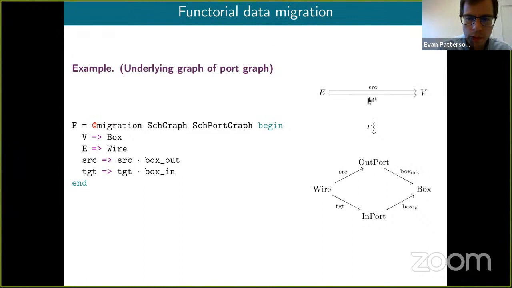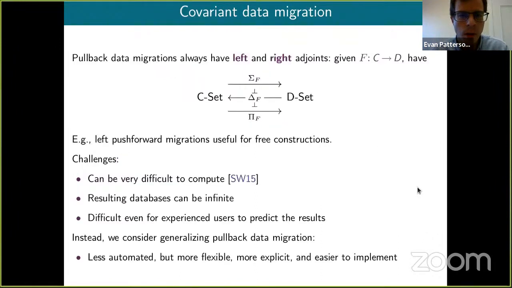So it's clear, but like the source edge in the graph schema goes to the composite of source with the box that the output port is associated with. Similarly for target. Okay, so it's always true that given one of these pullback data migrations, there are left and right adjoints to that functor, and these are quite powerful, and they're useful for various things.